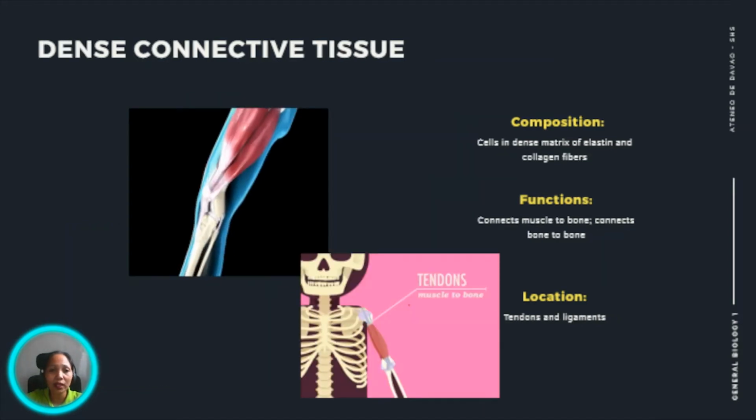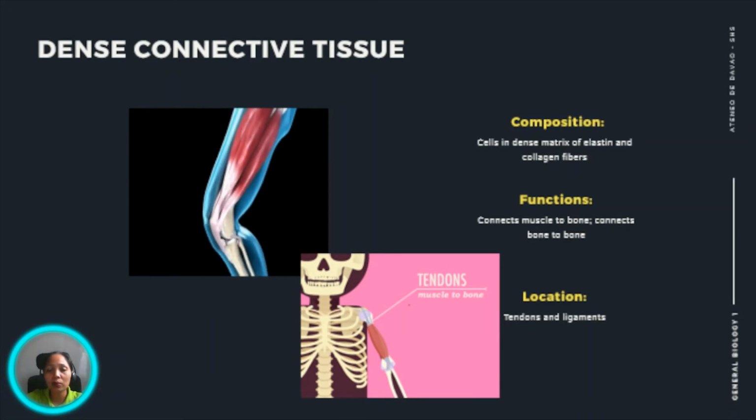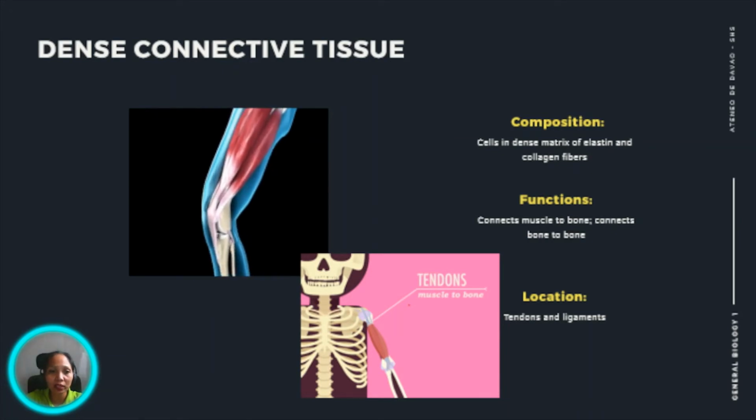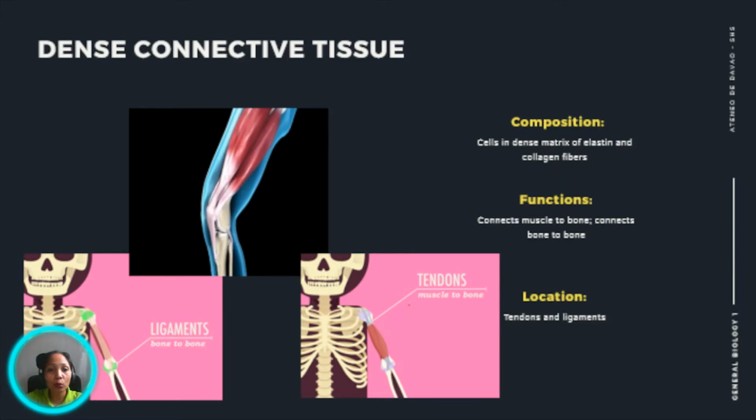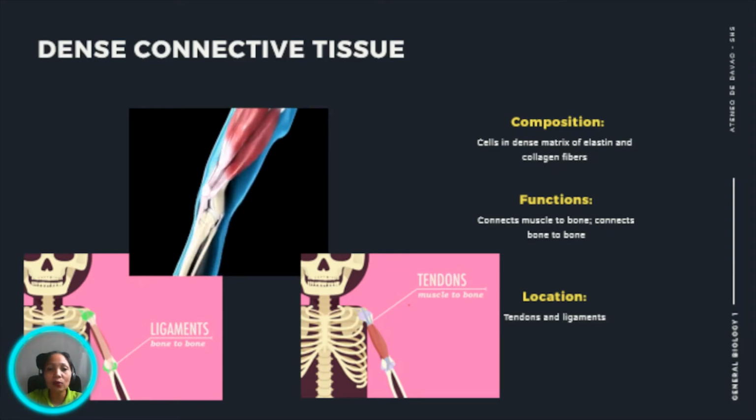Second, we have the dense connective tissue. These are made up of cells in dense matrix of elastin and collagen fibers. It builds ligaments, which connect bone to bone, and tendons, which connect muscle to bone.